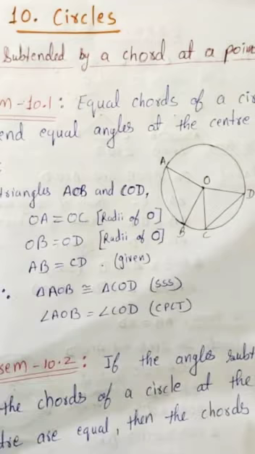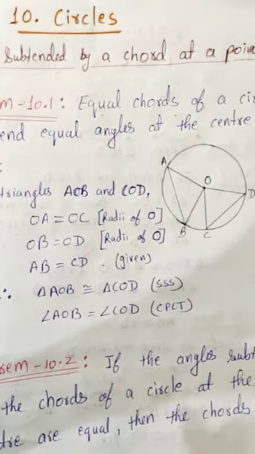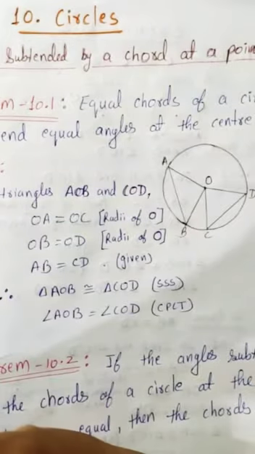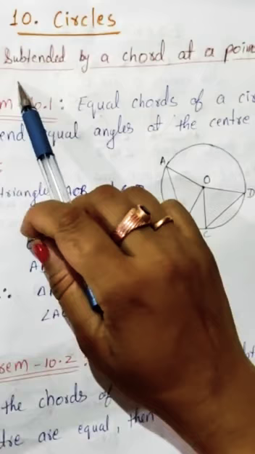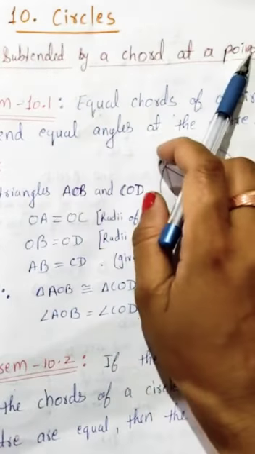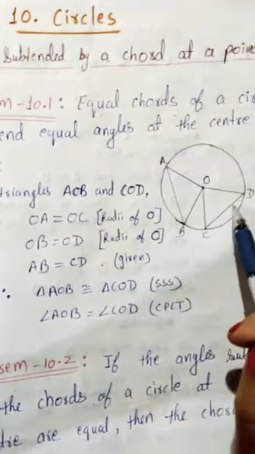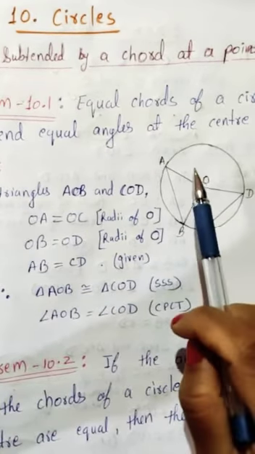So as we have already started the chapter Circles, in that chapter we have already completed the first exercise, the basic properties. Today we are going to study one theorem, angle subtended by a chord at a point. When a chord is making an angle at the center, then you have one theorem.